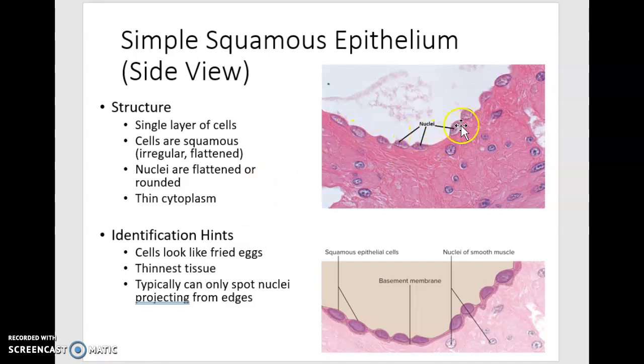They have a thin cytoplasm. Cells kind of look like fried eggs. They are the thinnest of tissues, and you can typically only spot nuclei projecting from the edges, like here. You can see the basement membrane here.